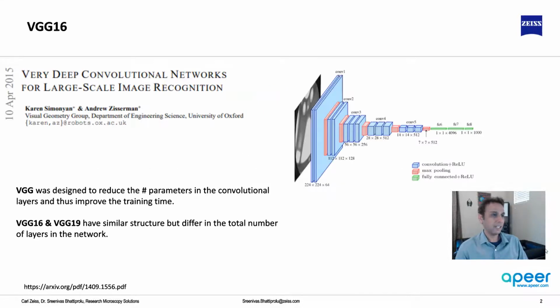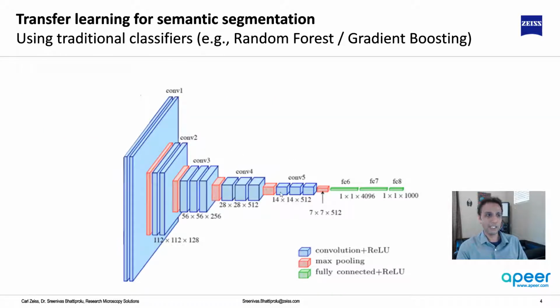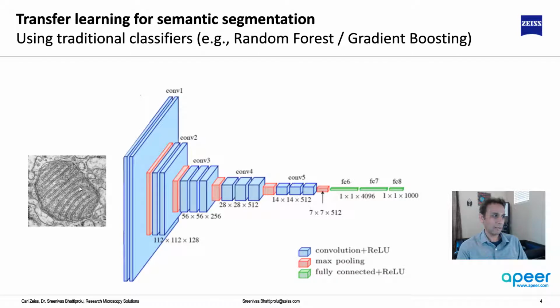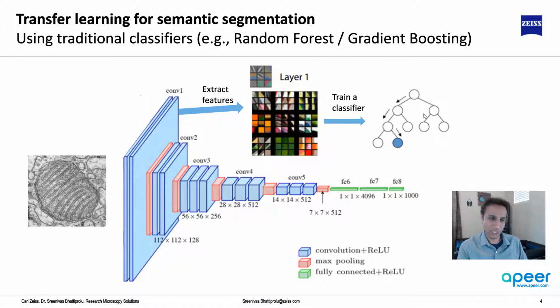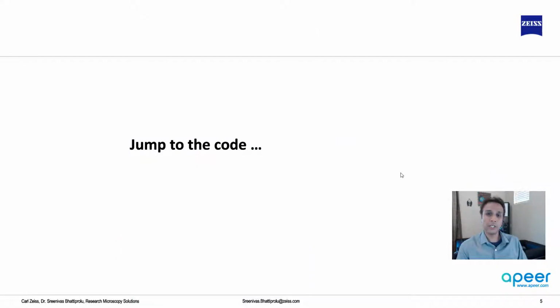The idea is, again, that we are taking a VGG16 architecture and then supplying an image. Today's example uses different images, but we supply an image and train, not the entire deep learning network, but only taking features from, for example, the second layer here, and then use those features to train a classifier. This can be random forest or gradient boosting. Then save the model and classify your images. This is the plan. So let's jump to the code and get things started.